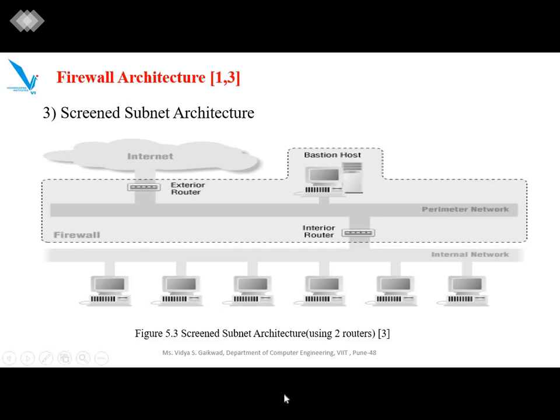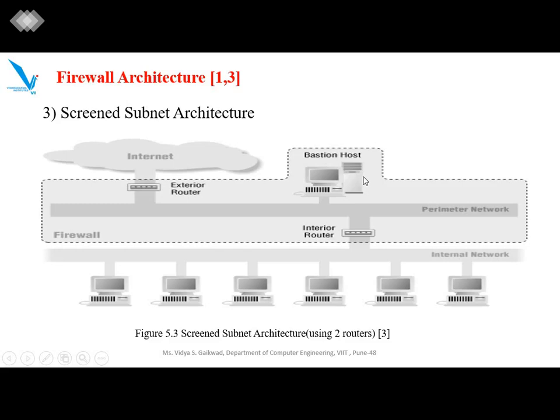So there is a perimeter network added between the internet and internal network, right? So the most vulnerable computer in the network is the bastion host. In screen host architecture, the internal network is wide open to attack through this bastion host. So in this case, bastion host is a very attractive target for the attacker.